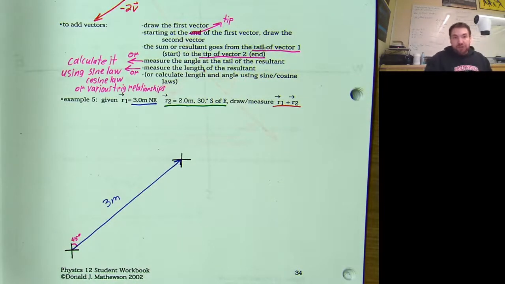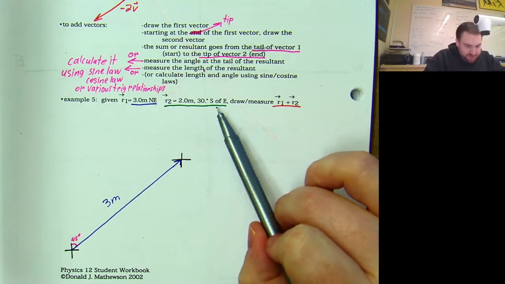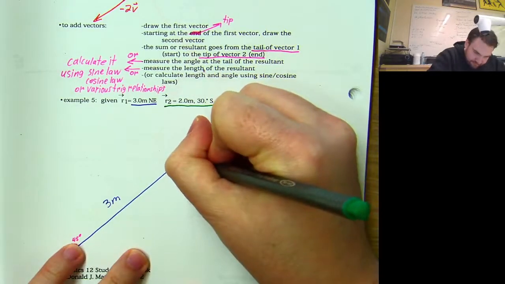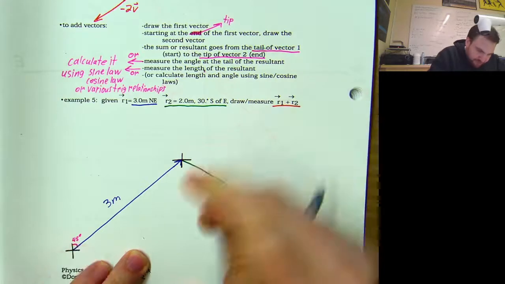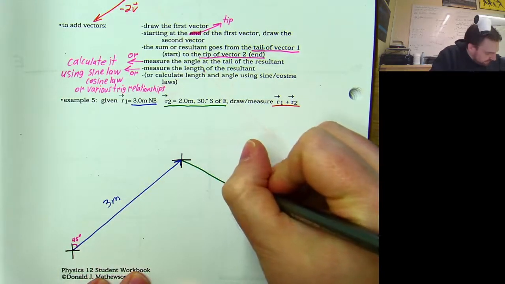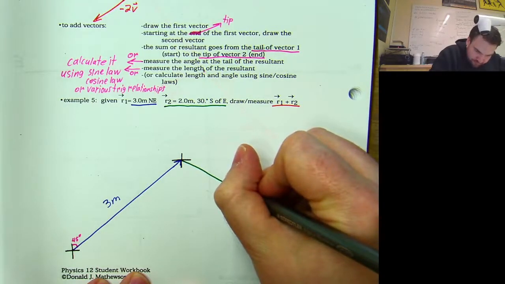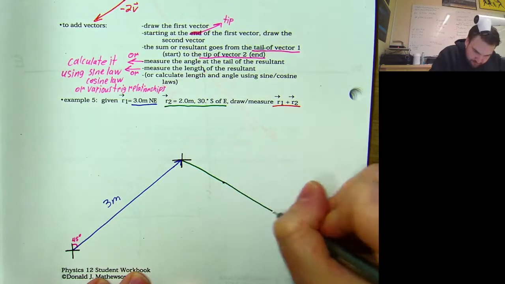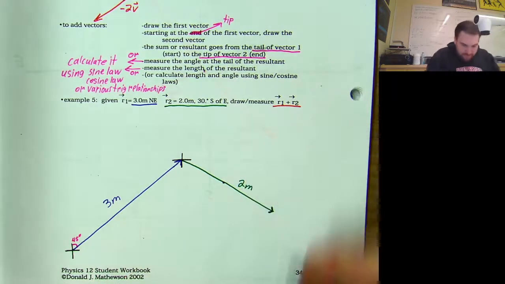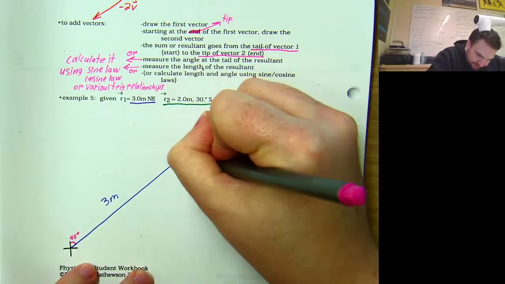And then we're going to draw R2. So I want 2 meters, 30 degrees south of east. So 30 south of east, start at east, go down 30. It's going to look something like this. And it's 2 meters long, so that should be 2/3 of this. Want something that looks like that should be 2 meters. And we know that this angle right there is 30 degrees.